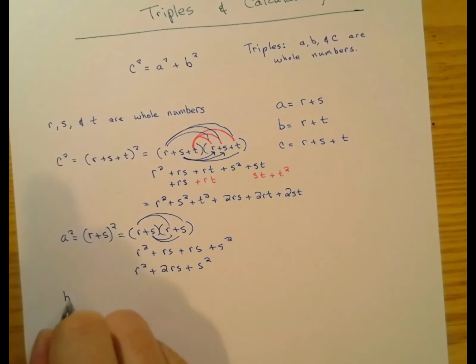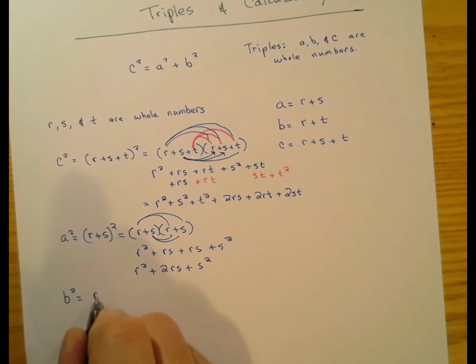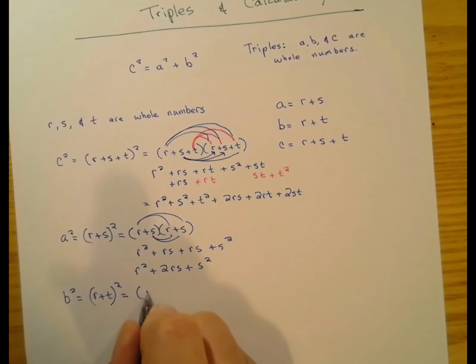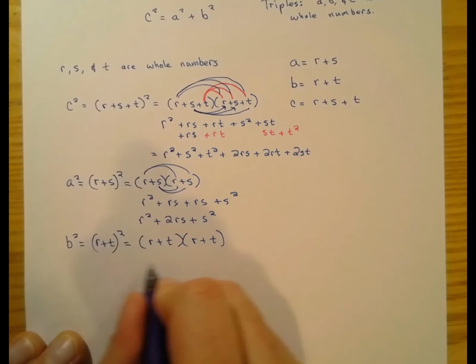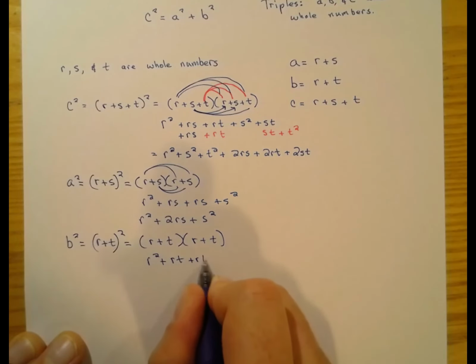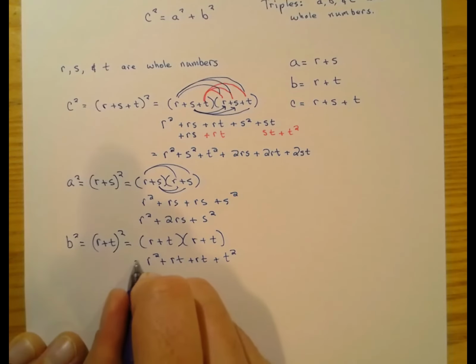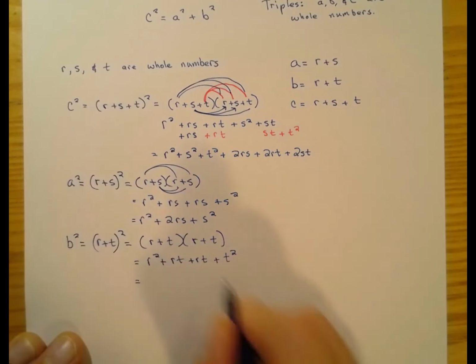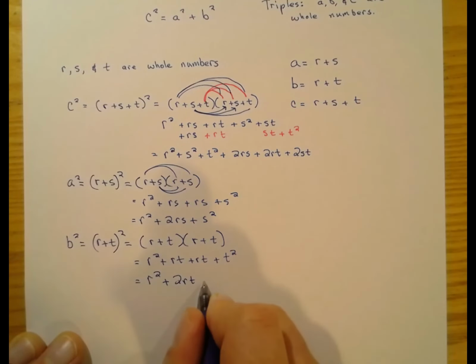And then for b squared, we have b is r plus t. So that's going to be an r plus t times another r plus t. And we'll quickly FOIL that out. R times r is r squared. R times t is rt. T times r is another rt. And t times t is a t squared. And we'll just combine our like terms there, 2rt.